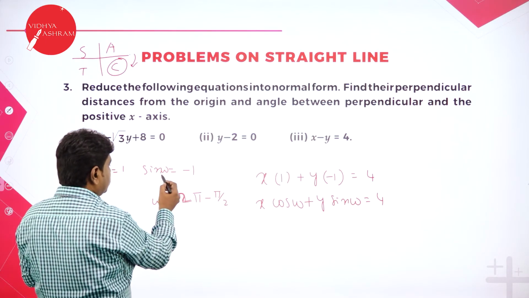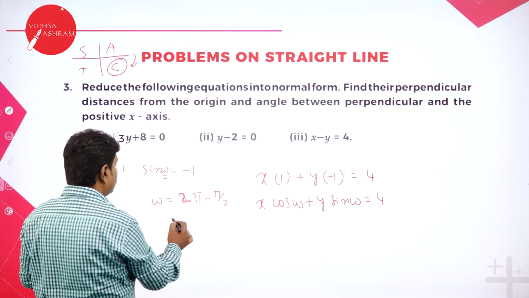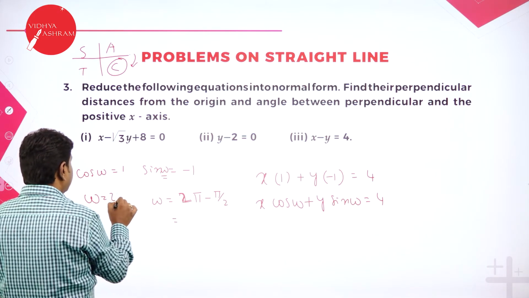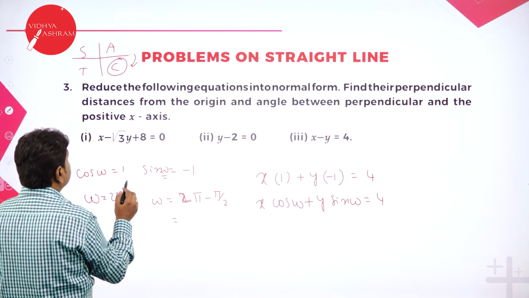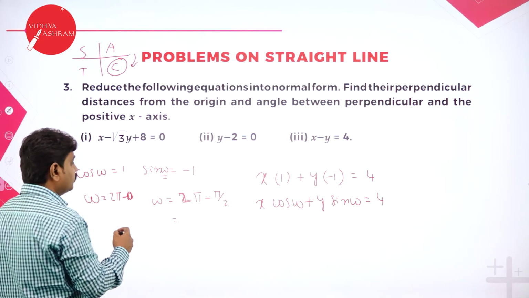2 pi minus, because sine, what is 1? In the sine table you will get 1, but it belongs to the fourth quadrant here. Omega directly is in 2 pi minus 0. Cos 0 is 1, but I should take 2 pi minus because it's in the fourth quadrant.